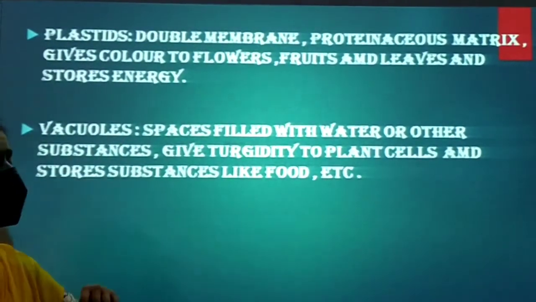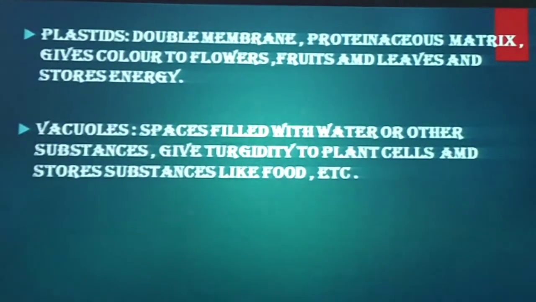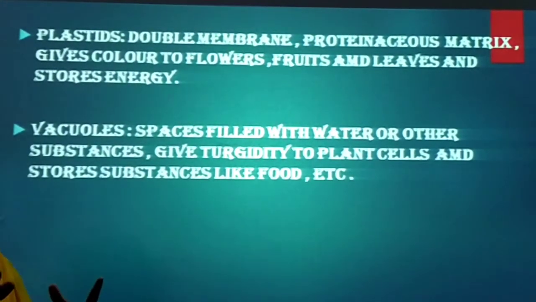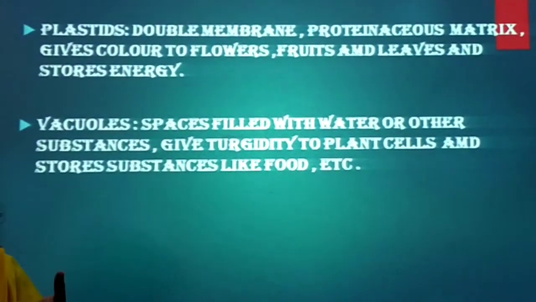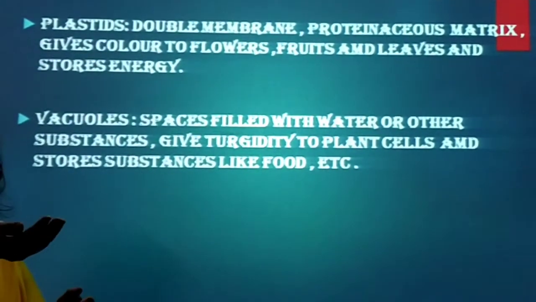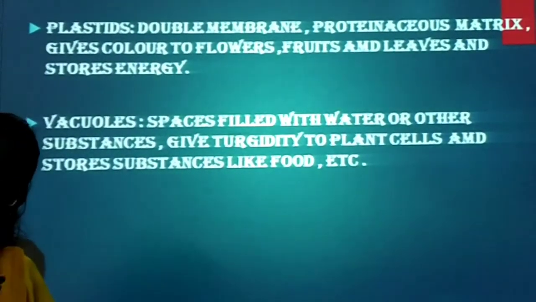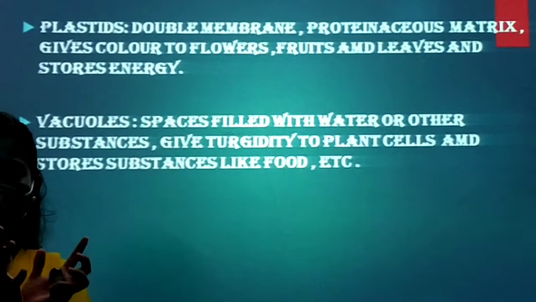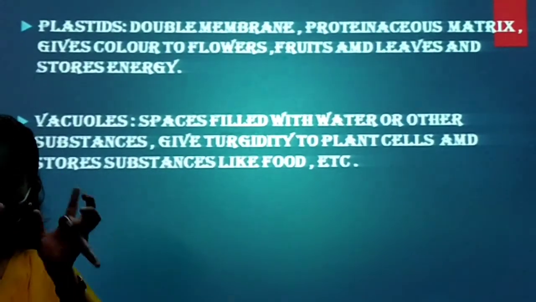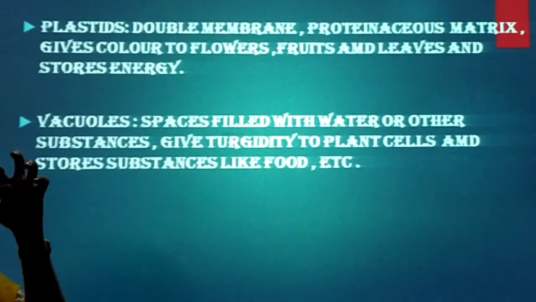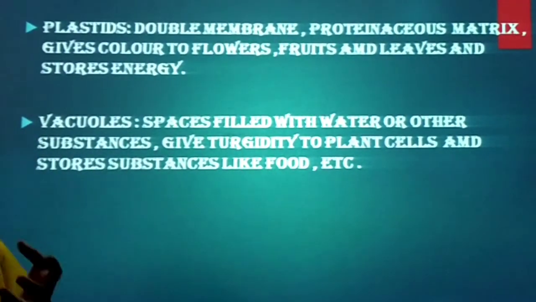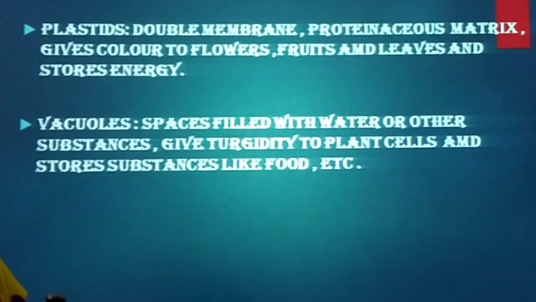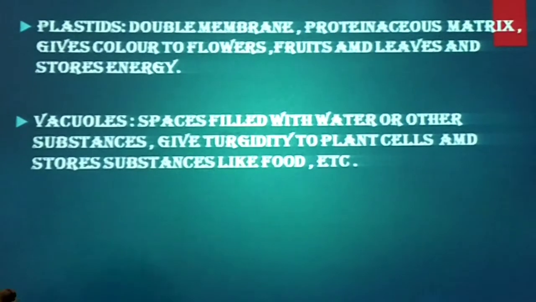Now vacuoles. Vacuoles are the spaces filled with water or other substances that give turgidity. The same thing that I have already told you. Say there is a balloon, which has a small structure without air inside it. Once we fill it with air, it takes a shape. Similarly, the clear space available inside the cell is filled with water and swollen up, and helps to maintain the shape of the cell. Okay, now next portion.